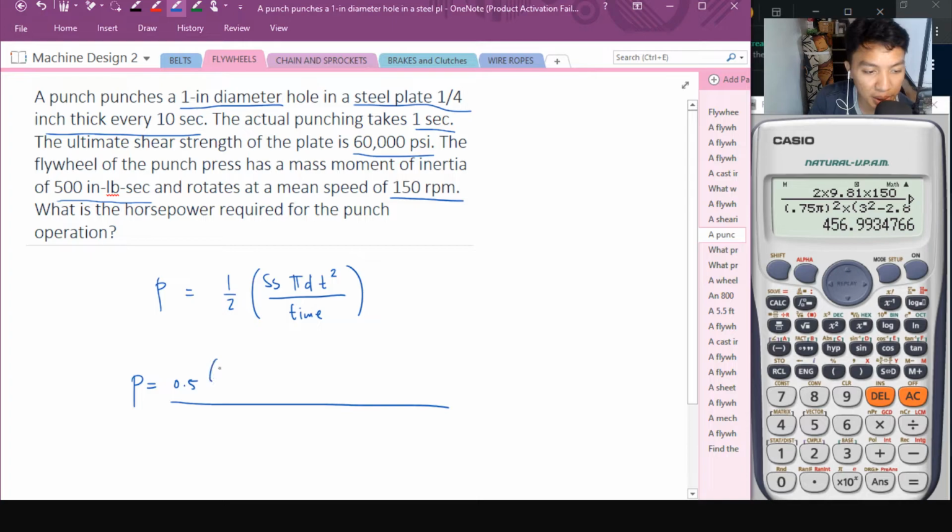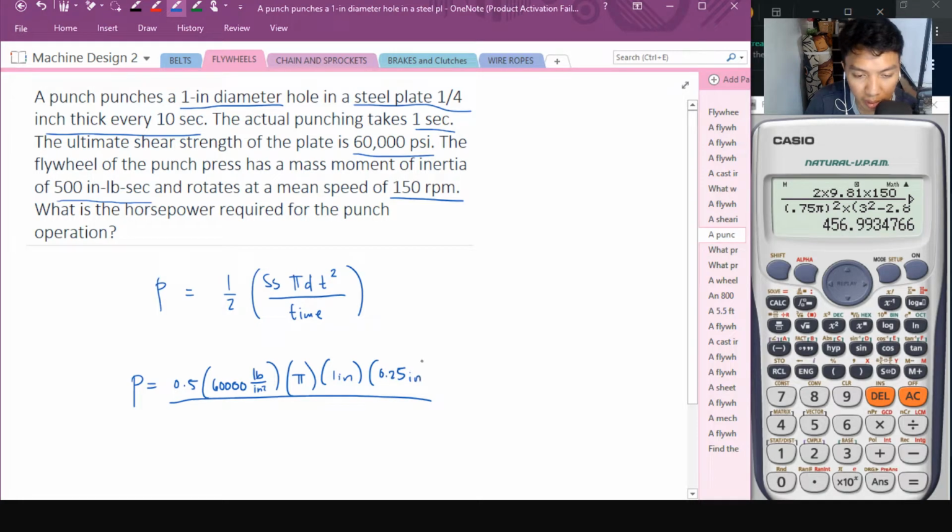multiplied to the shearing stress of 60,000 pound per inch squared multiplied to pi multiplied to the diameter na binigay dyan. Ano ba yung diameter na binigay? 1 inch. Multiplied to the thickness of the plate. So, that is 0.25 inch. Square mo yung value. Divided by the actual punching, it takes 1 second. Okay? Ito yung cycle. Ito yung actual punching.